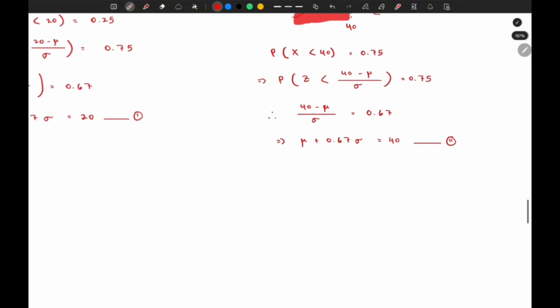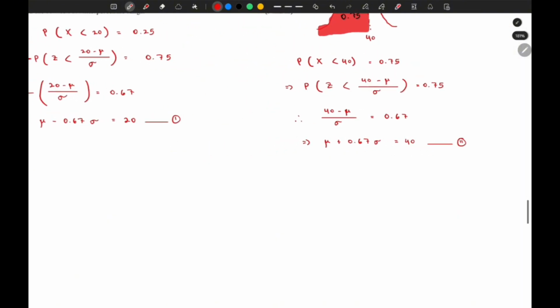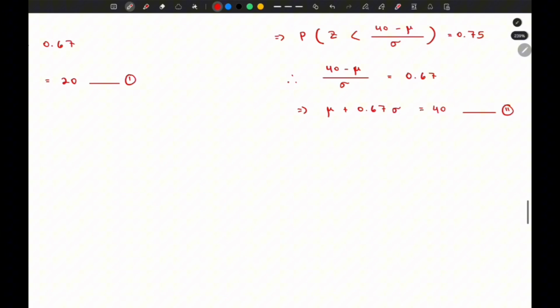Now if we solve these two equations simultaneously, we will get our values of mu and standard deviation. So the value of mu, or the value of mean, is 30 and the value for standard deviation is 14.9. So that is the answer for this part.